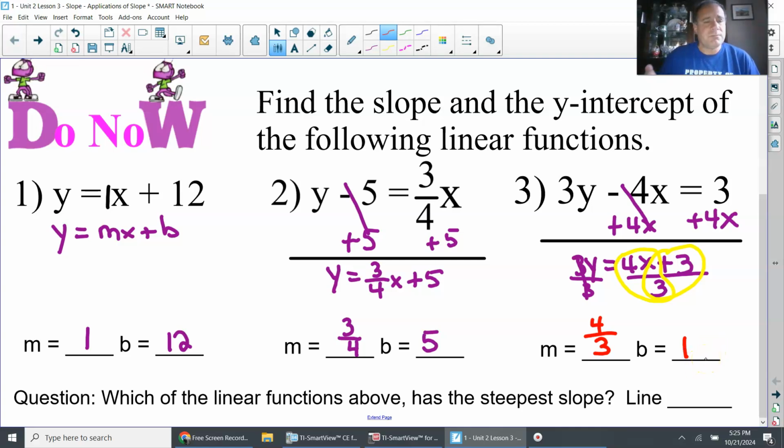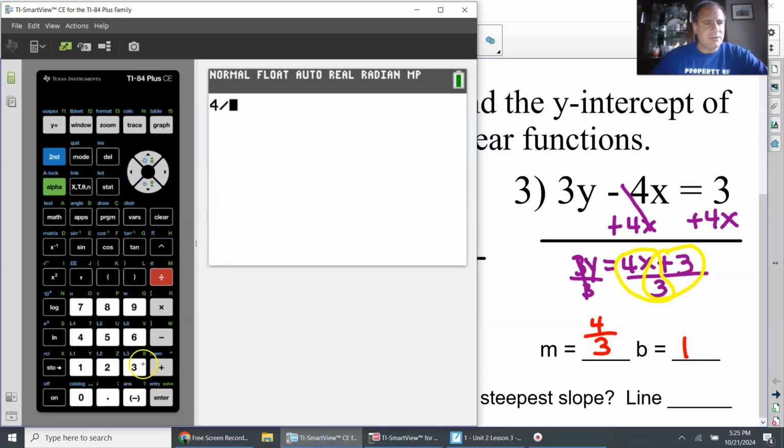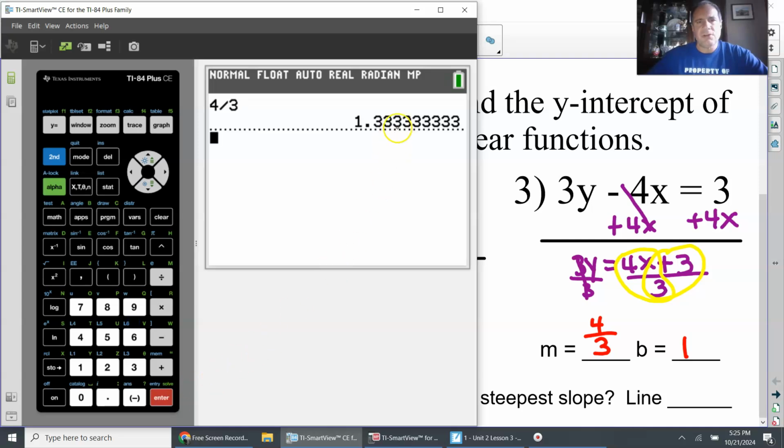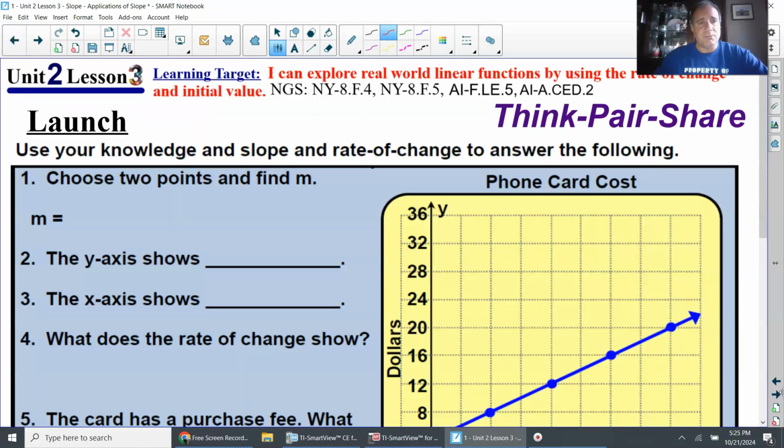The question below, which of the linear functions above has the steepest slope? Remember, the steepest slope is the line that has the slope that is furthest away from 0. This is 1. So that's 1 away from 0. 3/4 is 0.75 away from 0. And 4 divided by 3, if you ever want to see what that is as a decimal, 4 divided by 3 equals 1.333, which is the furthest away from 0. So line 3 has the steepest slope.